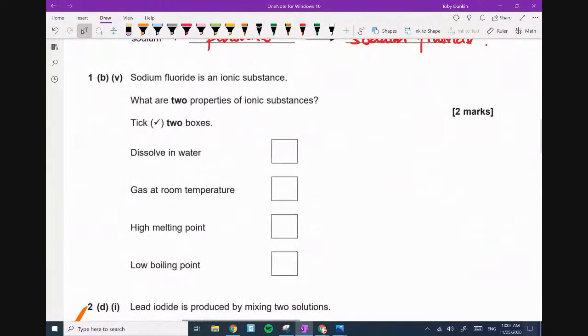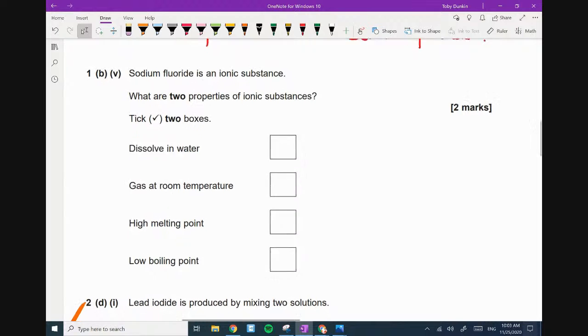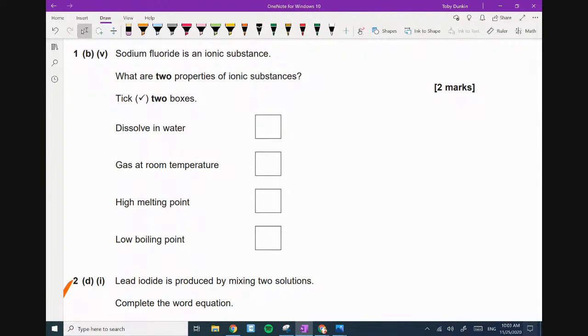Next, sodium fluoride. Oh, I love this one. I hope you guys had a chance to look around the house for ionics, because I actually missed a property, and I missed it deliberately, but then the question came up on one of the papers. Sodium fluoride is an ionic solid, an ionic substance. What are two properties of ionic substances? So I'm going to put this one on the chat. I know that there's going to be loads of delays now, but I wonder who's going to be able to spot this, because it asks for two.